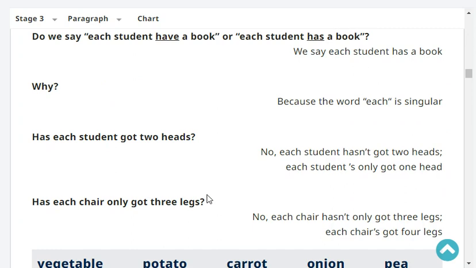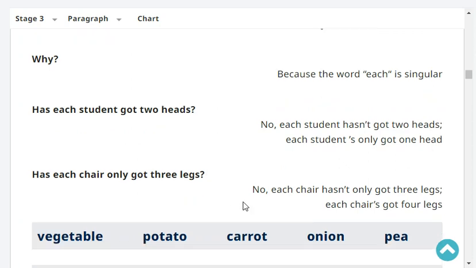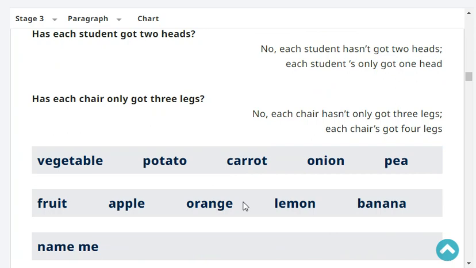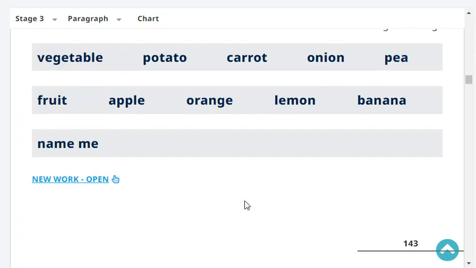Has each student got 2 heads? No, each student hasn't got 2 heads. Each student's only got 1 head. Has each chair only got 3 legs? No, each chair hasn't only got 3 legs. Each chair's got 4 legs. Very good.